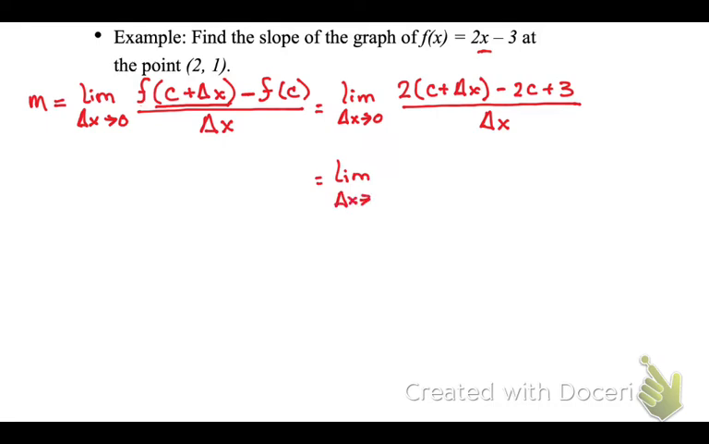Now you simplify. Now I simplify. So I have 2c plus 2 delta x minus 2c plus 3 over delta x.